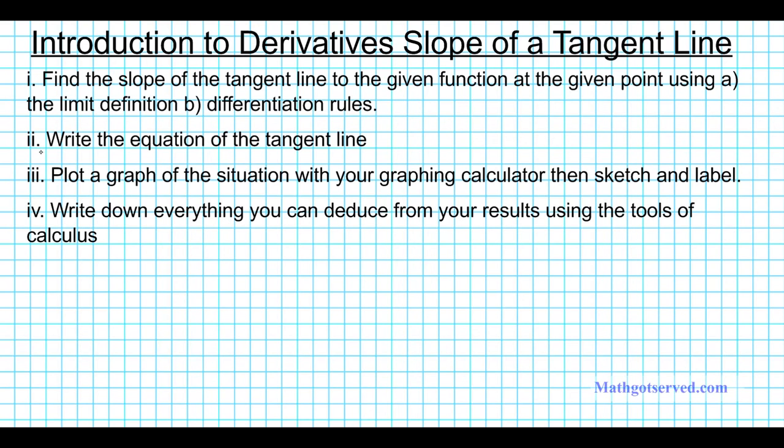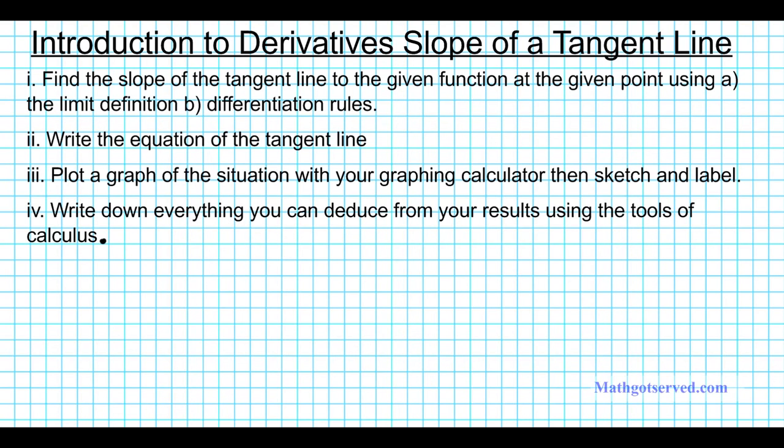The second thing we're to do is to write the equation of the tangent line, obviously making use of the slope from part 1. The third thing we have to do is to plot a graph of the situation using a graphing calculator, and then sketch and label the graph on our paper. Lastly, we have to write down everything we can deduce from the results using the tools of calculus, okay? So let's go ahead and get started.